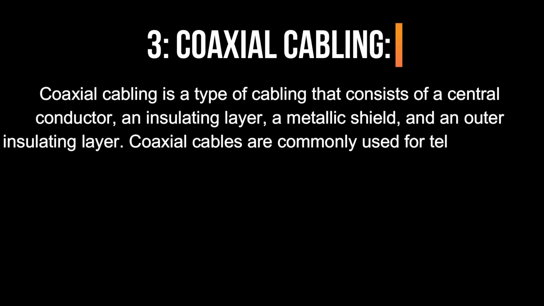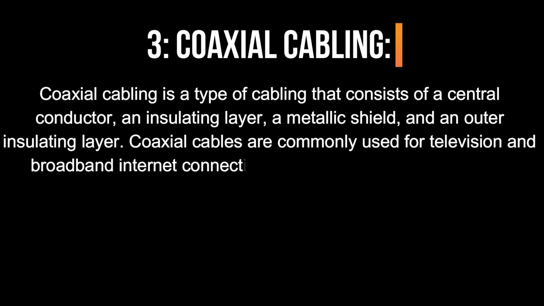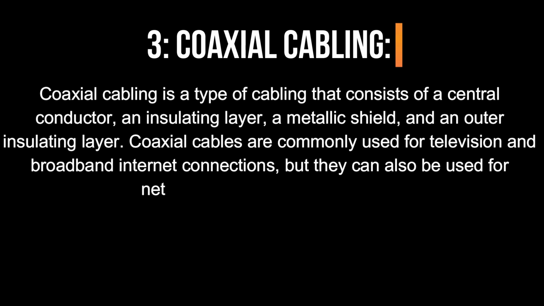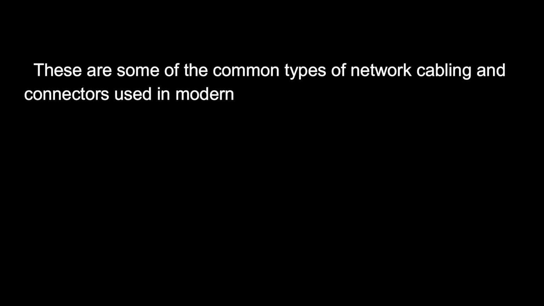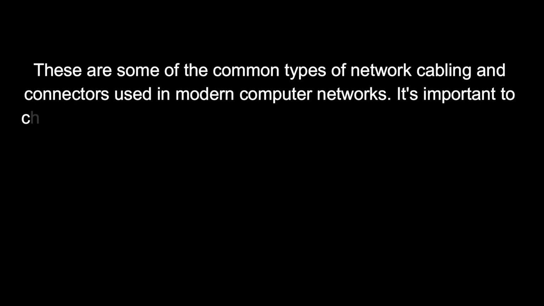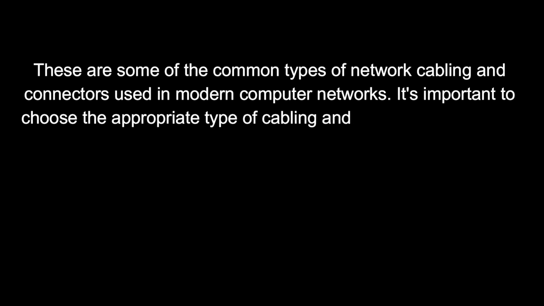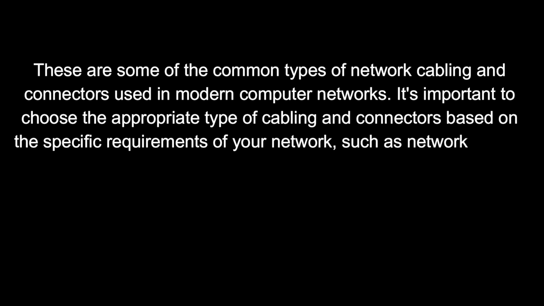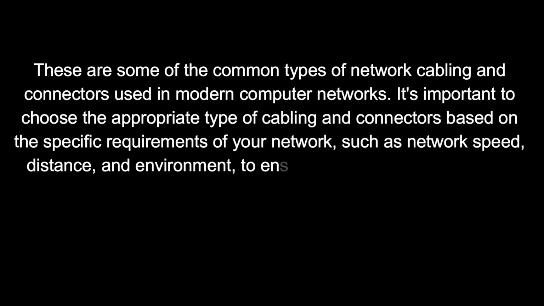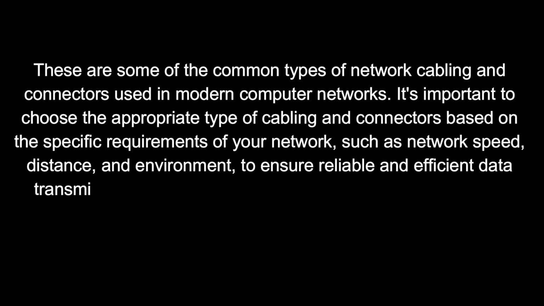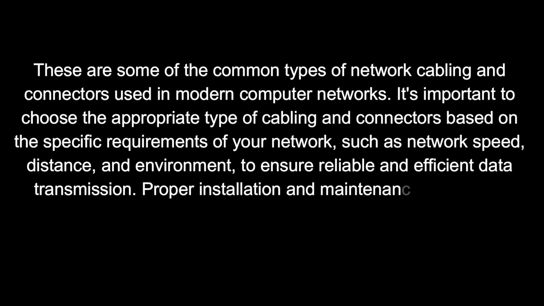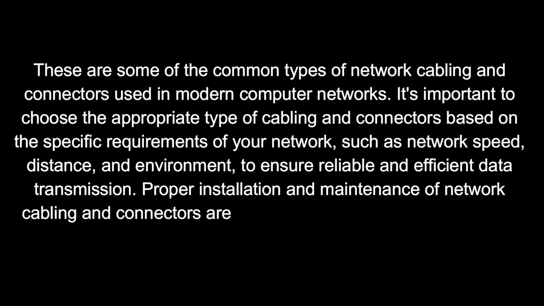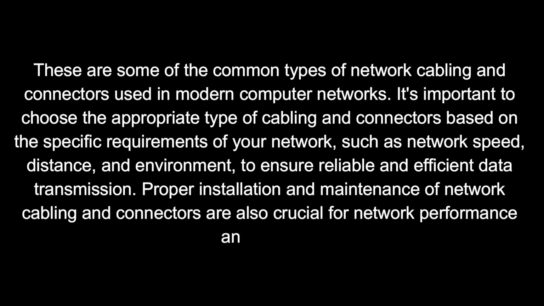Coaxial cables are commonly used for television and broadband internet connections, but they can also be used for networking in certain applications. These are some of the common types of network cabling and connectors used in modern computer networks. It's important to choose the appropriate type of cabling and connectors based on the specific requirements of your network, such as network speed, distance, and environment, to ensure reliable and efficient data transmission. Proper installation and maintenance of network cabling and connectors are also crucial for network performance and reliability.